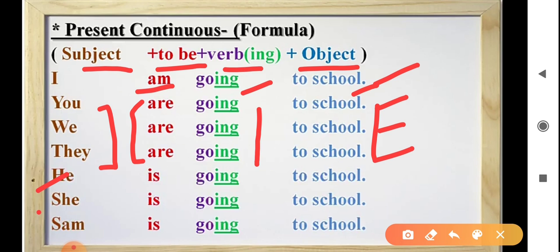Now take further examples. He is going to school, she is going to school, Sam is going to school. He, she, Sam are singular subjects. That's why we use is as the be form of the verb. Go is used with the ing form and to school is the object.